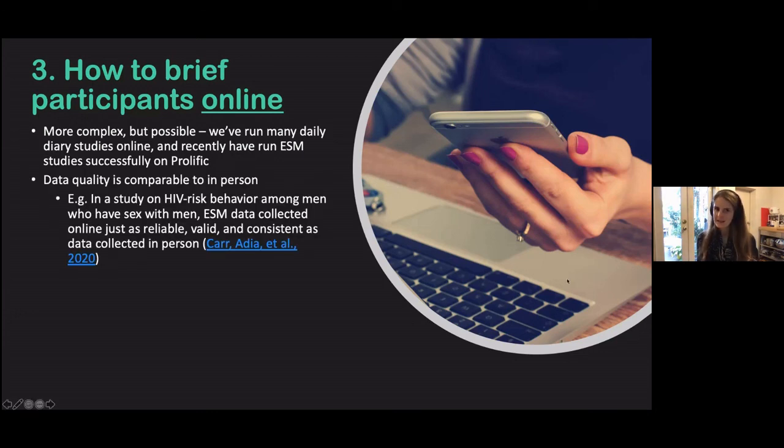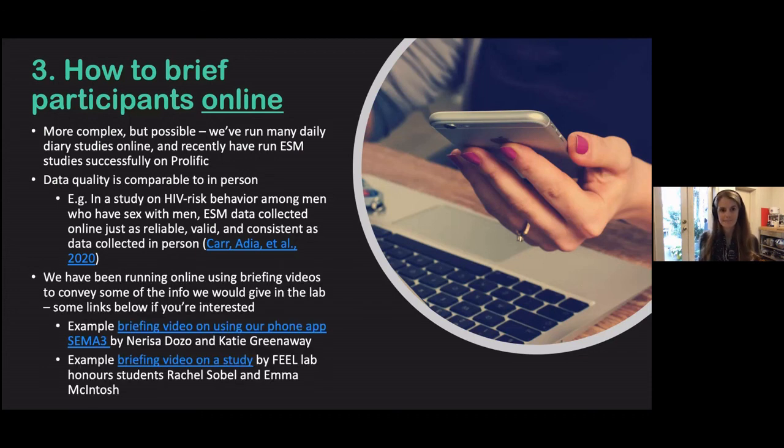So there is one study that shows that data quality is comparable to in person. So in a study on HIV risk behavior among men who have sex with men, so it's a specific sample, they found that their online data collection was just as reliable and valid as data collected in person. So hopefully this means good things for online ESM, but we'll see how we go this year.